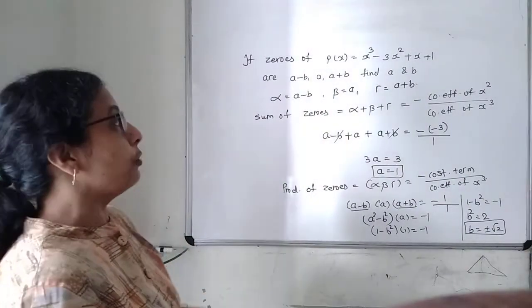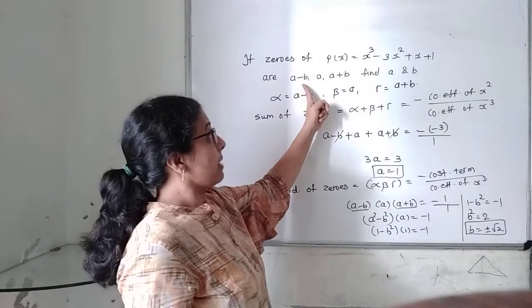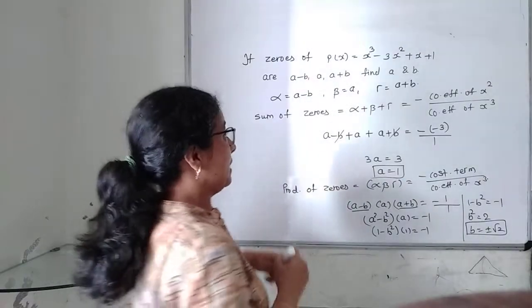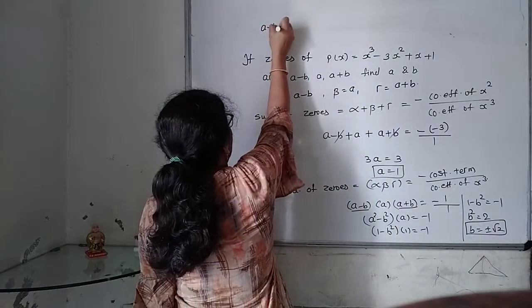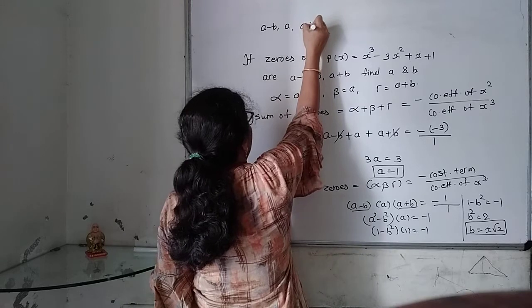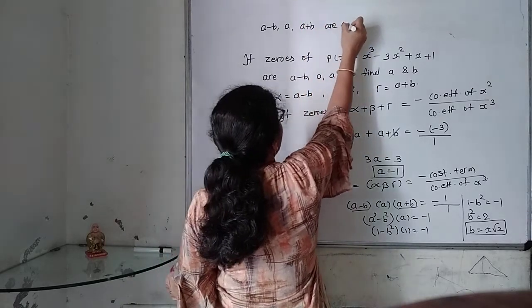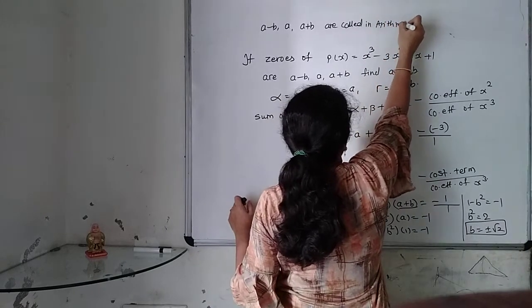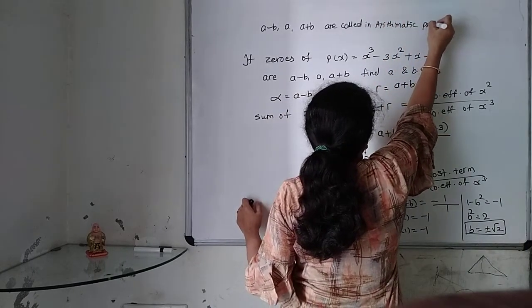Here is also a 2-mark question. Whenever a minus b, a and a plus b are given, keep in mind that a minus b, a and a plus b are in arithmetic progression.